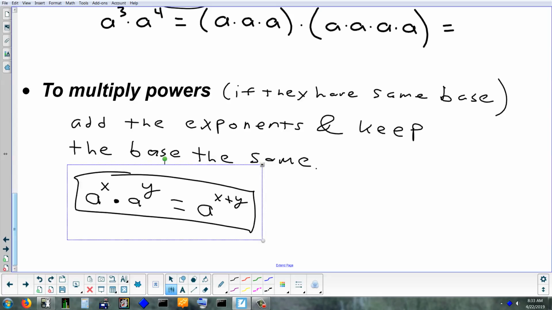Now, if they have different bases, you don't do anything. If they say simplify and the bases are different, just write the same problem over again. You wouldn't write it with a little multiplication dot. You just write the two things that were there.